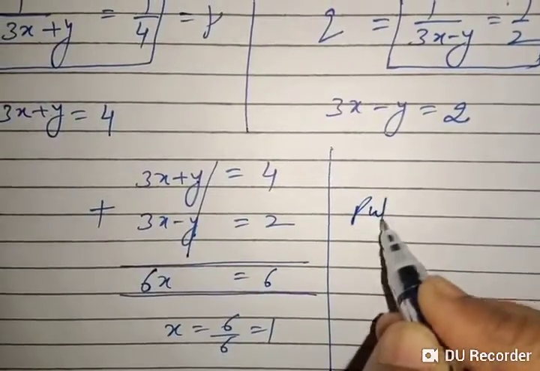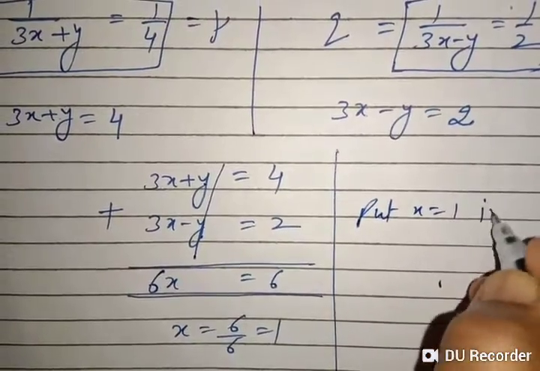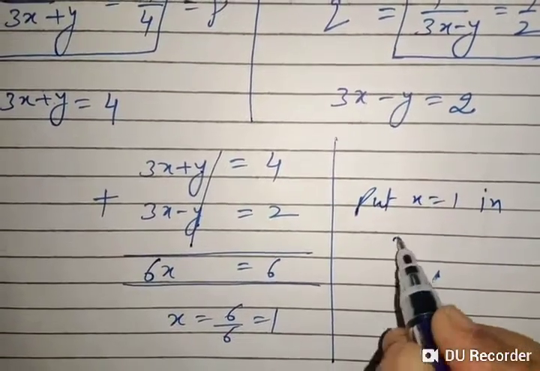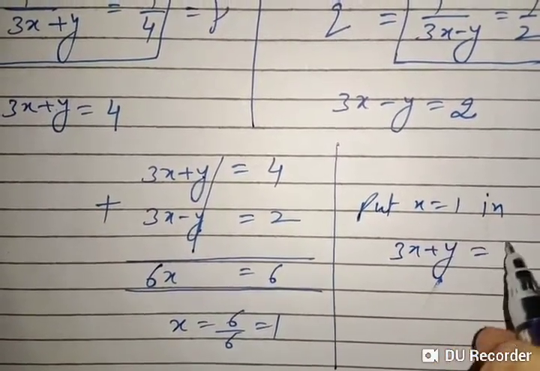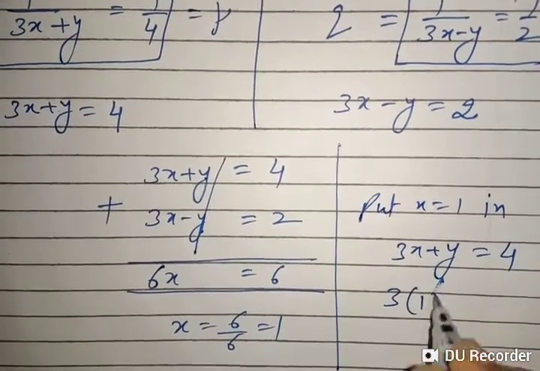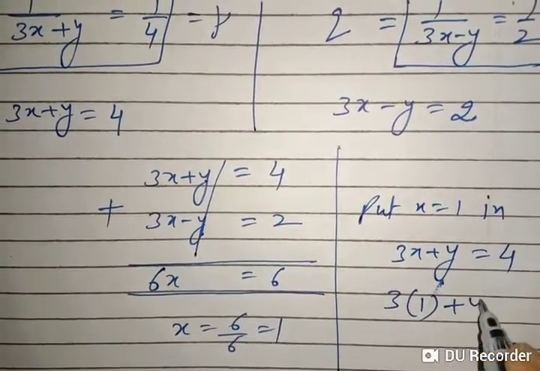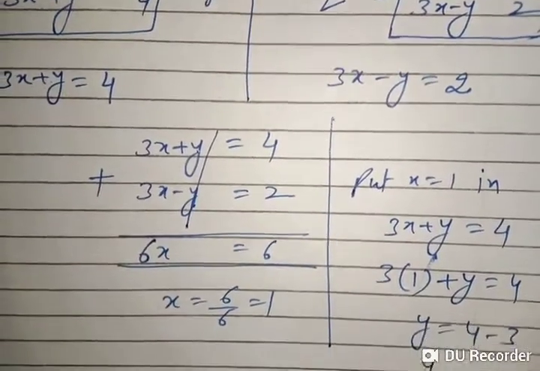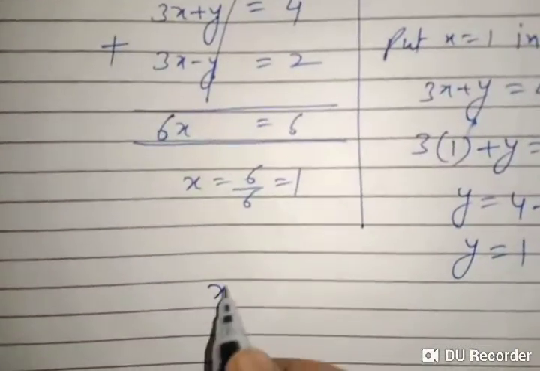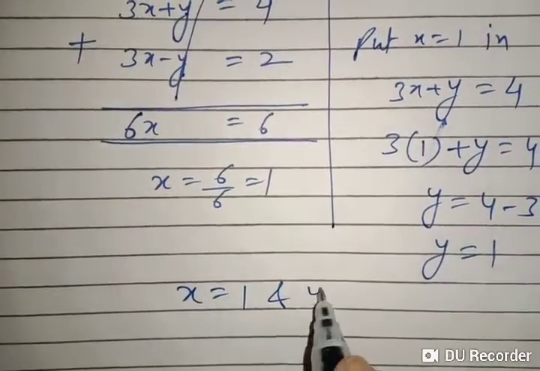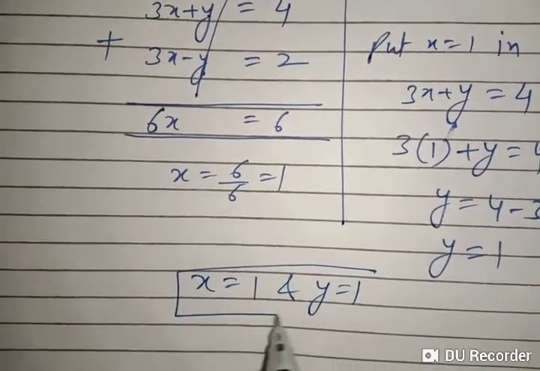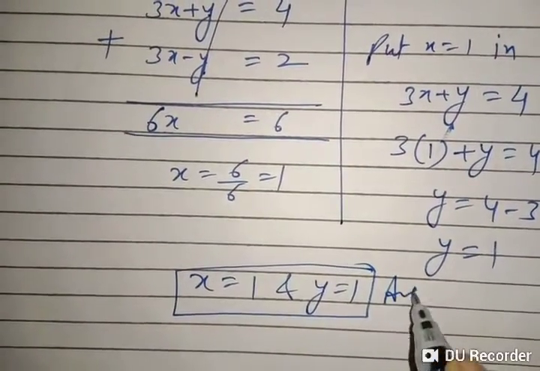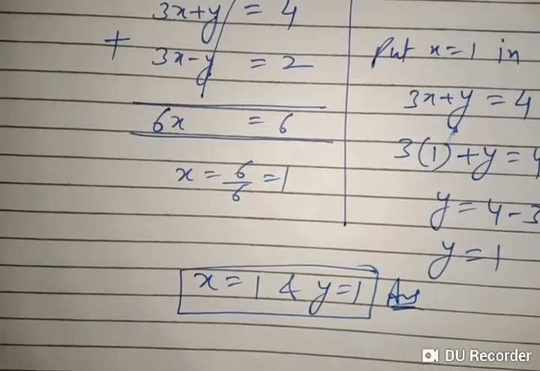Put x is equal to 1 in any of the equations. So I am putting it in 3x plus y is equal to 4. So it is 3 bracket 1 plus y is equal to 4. Transposing 3 to the other side, I will get y is equal to 1. Final answer is x is equal to 1 and y is equal to 1. So this is the last part of the first question.